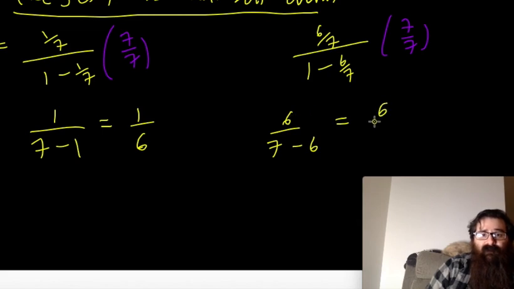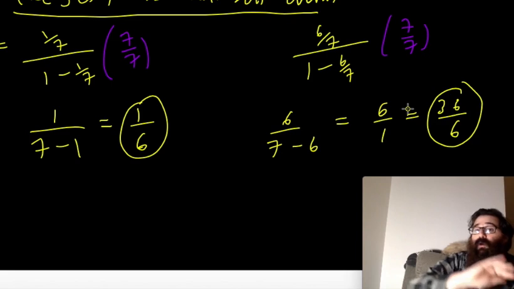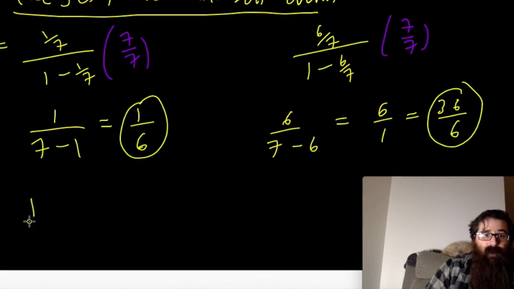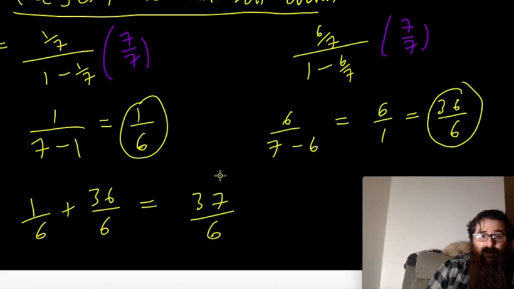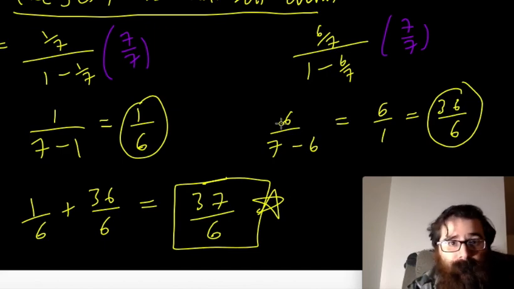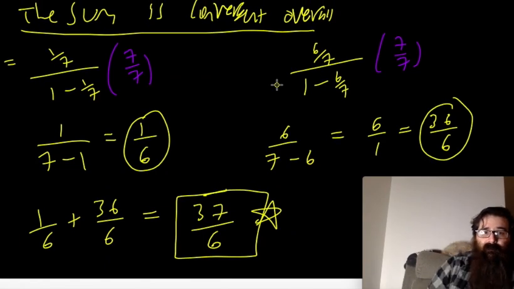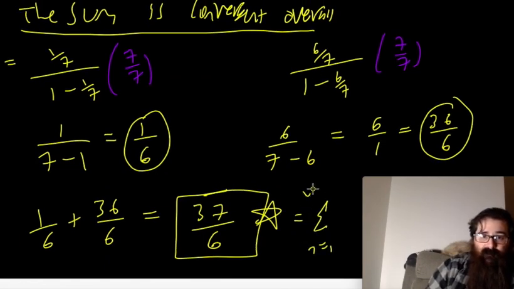This next one here is going to give me 6/1, and I'm going to get a common denominator. If I multiply this by 6/6, it gives me 36/6. I know what they converge to separately, but if I want to know what the whole situation converges to, I want to add these together. So I want 1/6 plus 36/6, which gives me 37 divided by 6 is what the series converges to. And what was it? That was 1 plus 6 to the n all over 7 to the n. So I know that this is what this converges to.